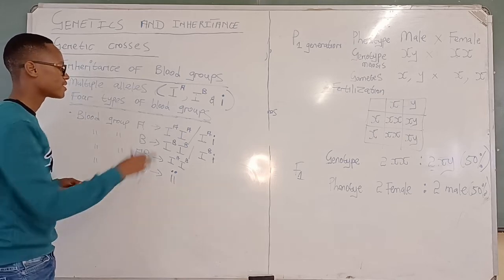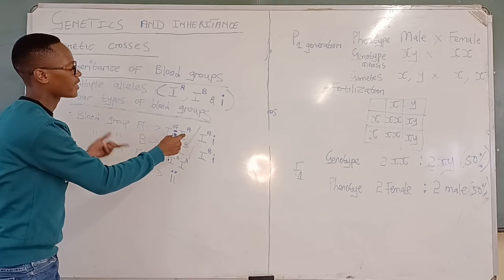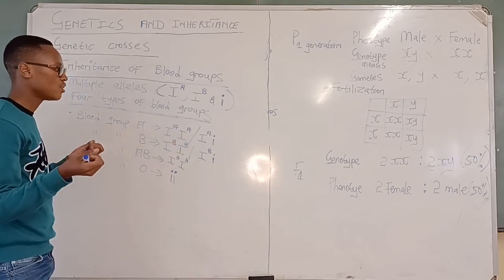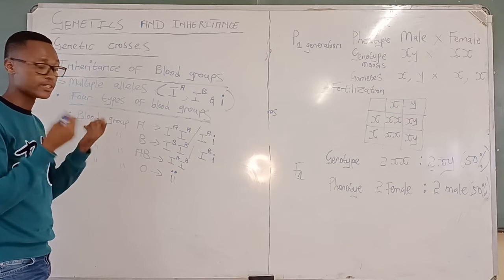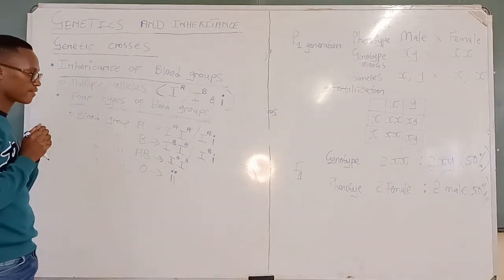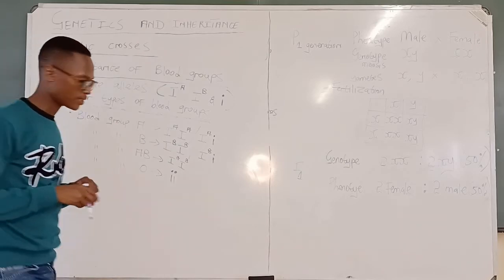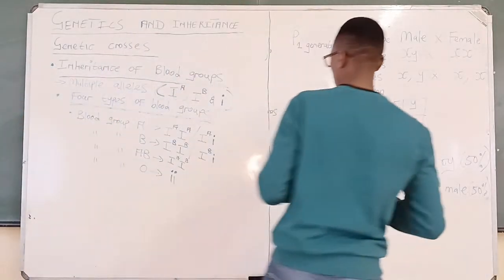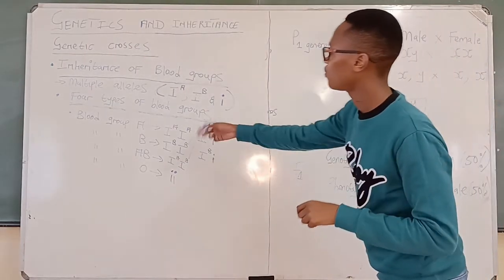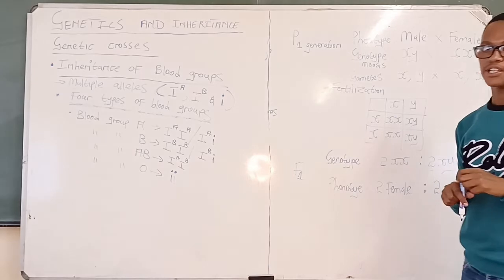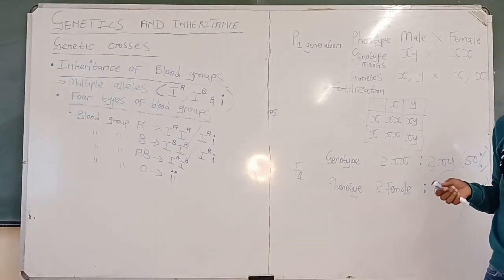The same thing happens here. This one is from the mother or the father, and this one from the father or the mother. It depends which one your mother or your father donated to you during fertilization. I hope you understand this introduction. Okay, so now I'm going to do only one cross to show you how an offspring is able to inherit blood group from the parents.